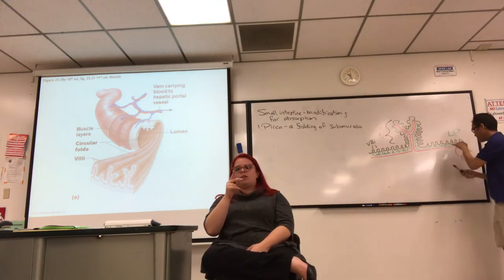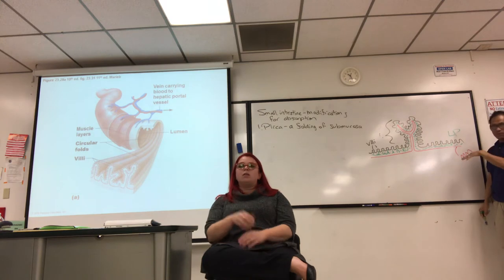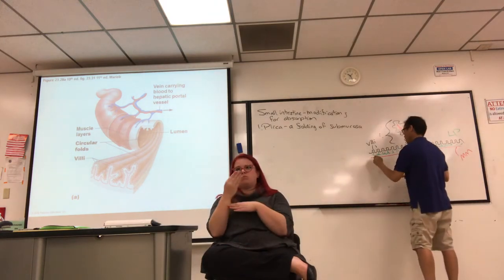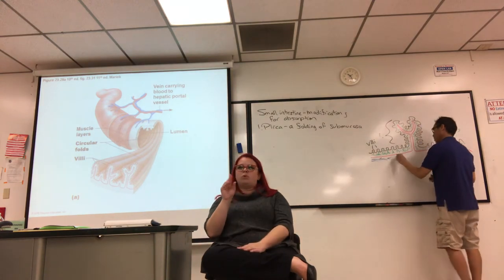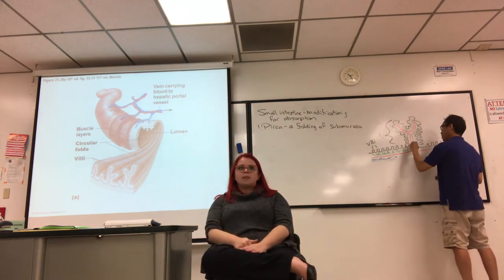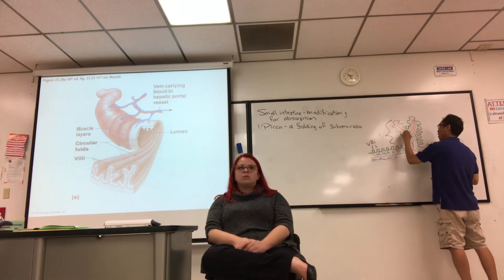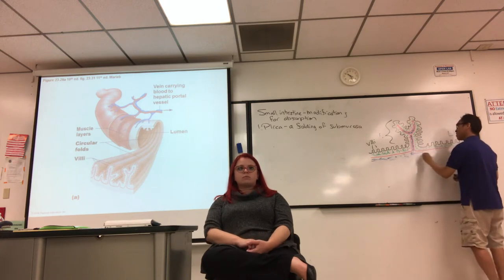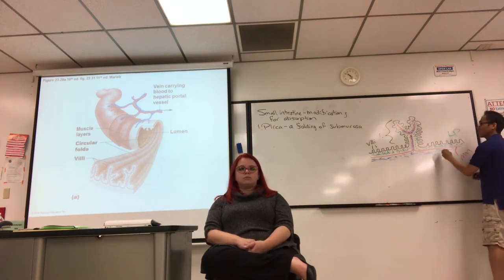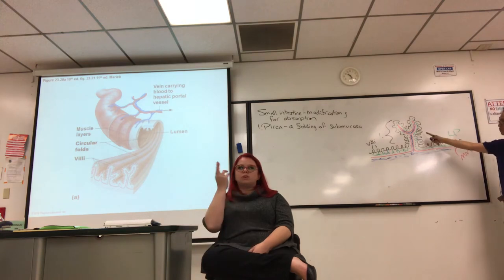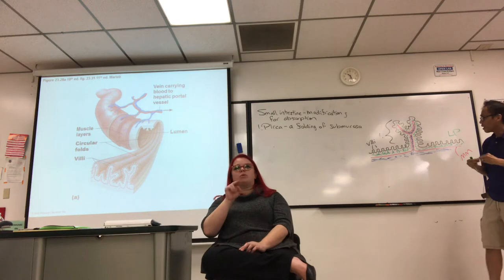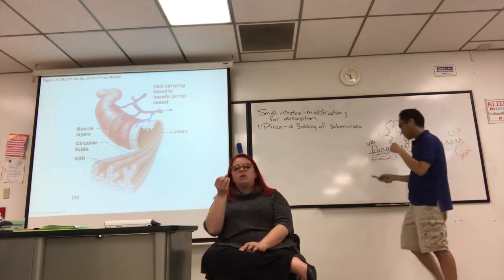Okay, so deep to the MM is the submucosa, right? So I'll use blue for submucosa. And it's folded all up in here. So that's why we say plica is a folding of the submucosa, because it folds all the way up in there. So villi are a folding of the mucosa.